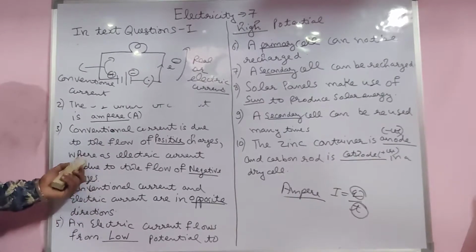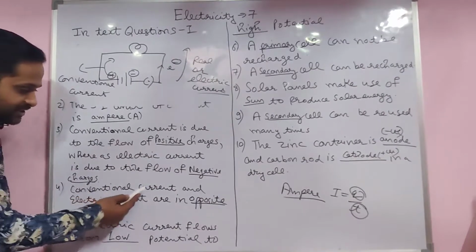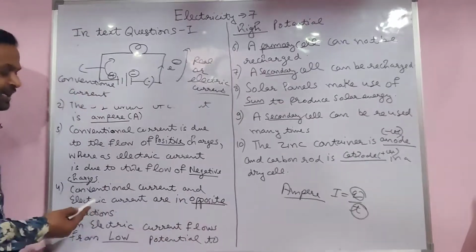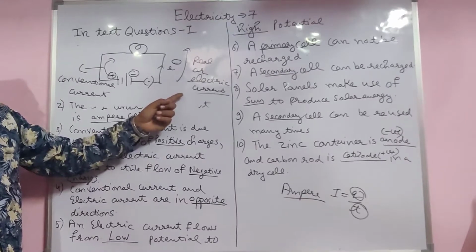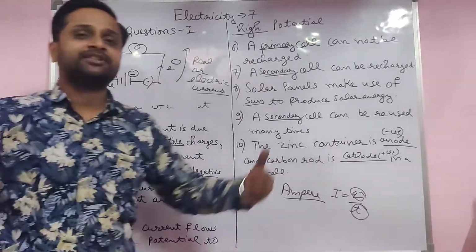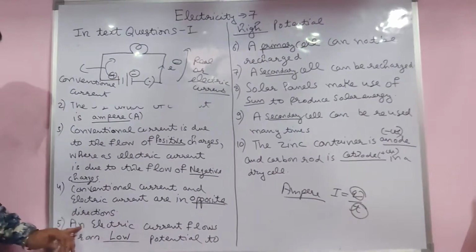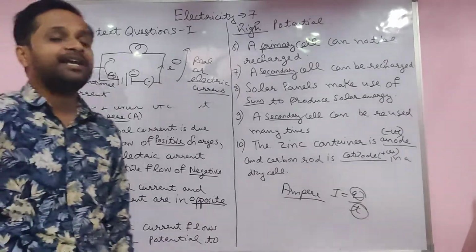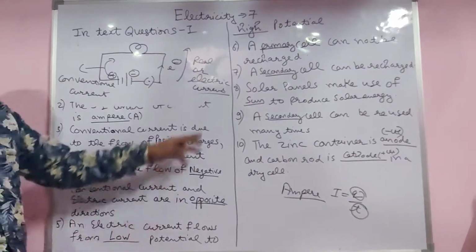Conventional current and electric current are opposite in direction. Real current or electric current and conventional current, both are opposite in direction. And electric current flows from dash potential to high potential. The answer is low to high.